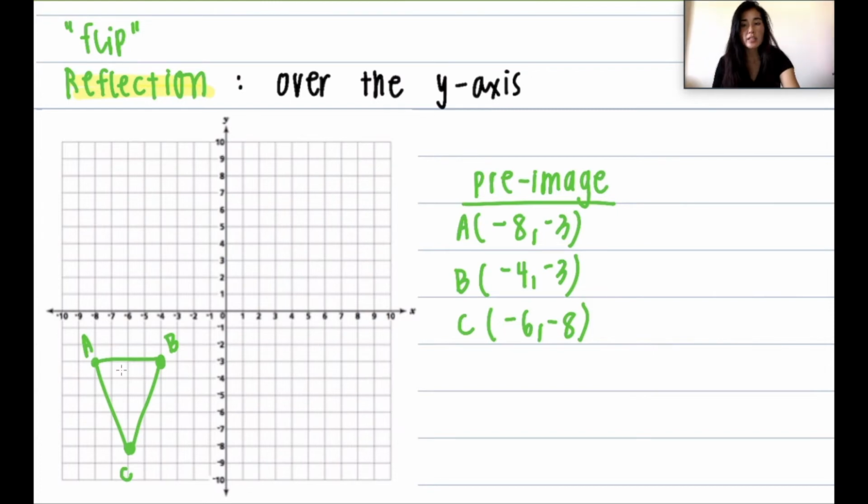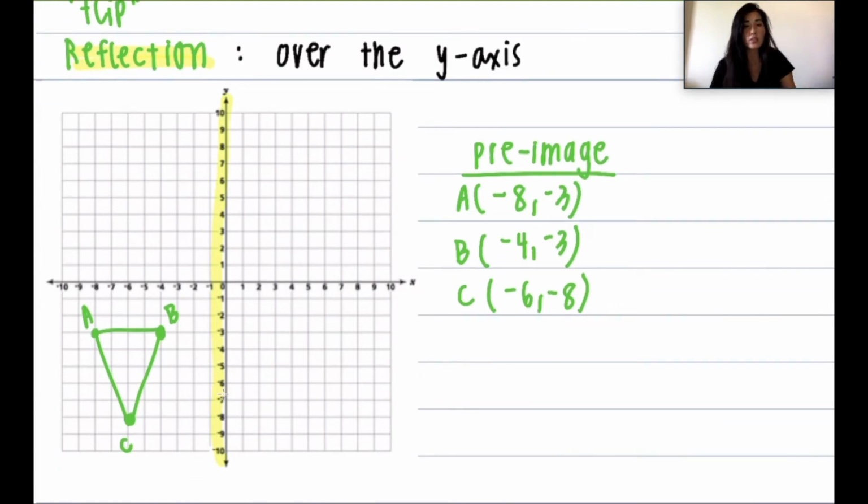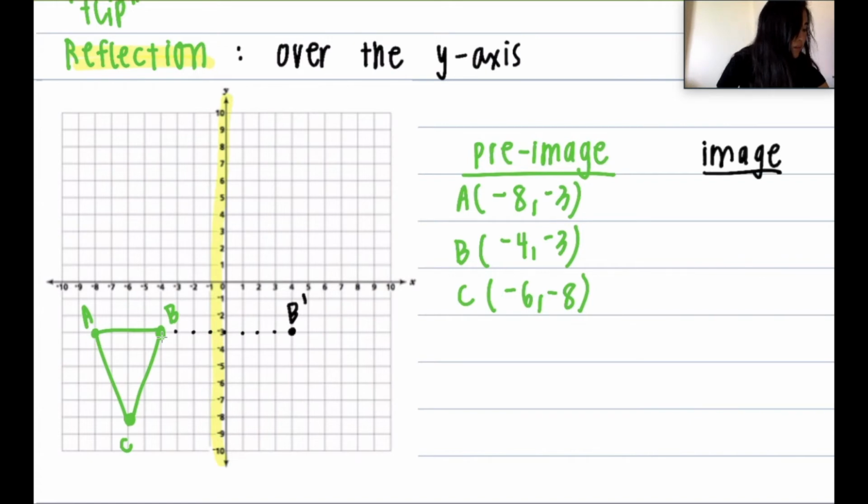All right, so what we're going to do is take this shape here and flip it over the y-axis. And how we're going to do that is make sure that it is equal distance away from whatever line we're flipping it over. So for example, if you take a look at B right here, B is 1, 2, 3, 4 spaces away from that y-axis. So when we graph the new one, we're going to make sure that it is 1, 2, 3, 4 spaces away. So B, and I'm going to go ahead and put that little apostrophe to indicate that. So with our new image, we're going to say that B is here at the point 4, -3.